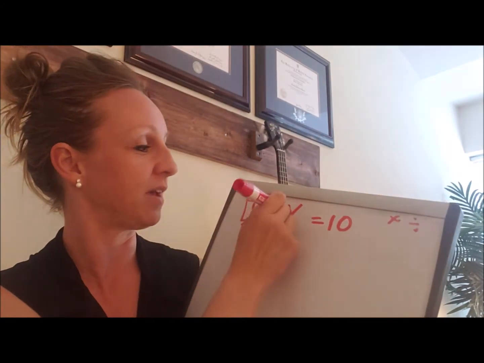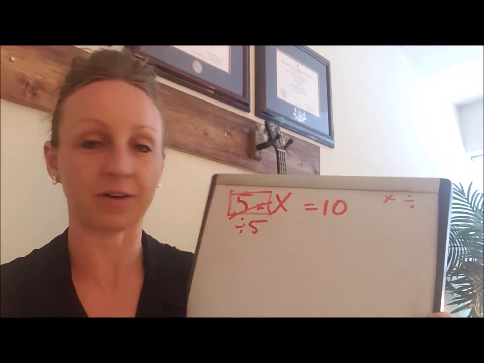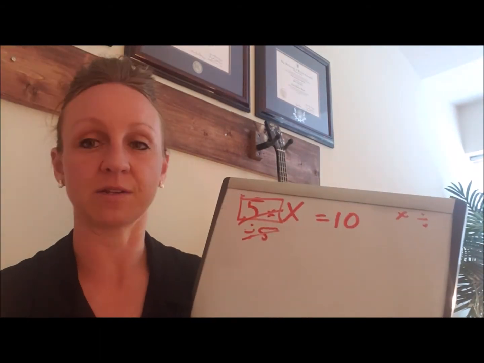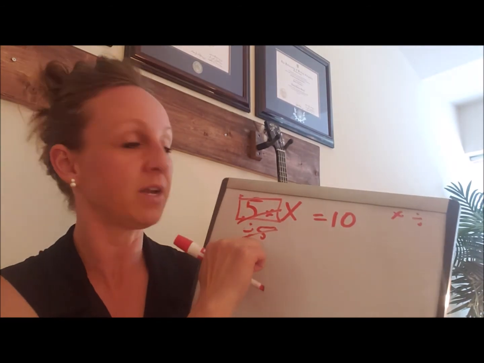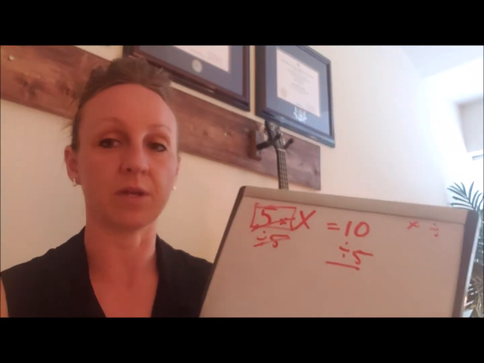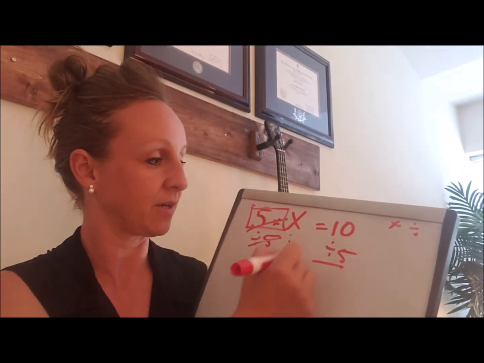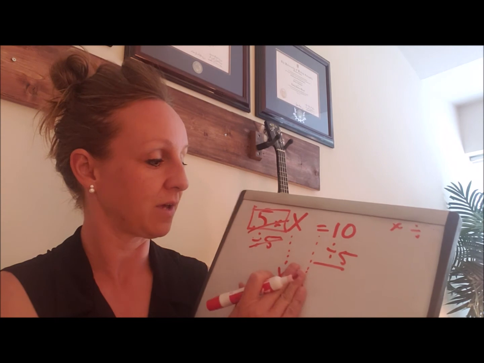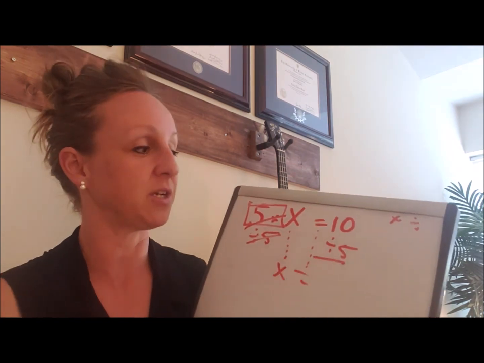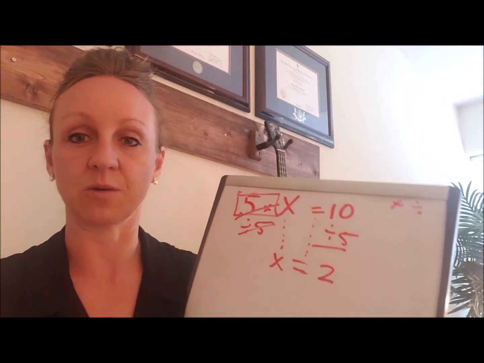Watch this. If I have multiply 5, I'm going to write in divide by 5. That is going to cancel itself out. But if I've written it over here, I also have to write it on the other side. I have to keep it even between the two sides, keep it equal. So my X carries on down here, my equal sign carries on here, and then I do my math. 10 divided by 5 is 2. I'm saying that X equals 2.